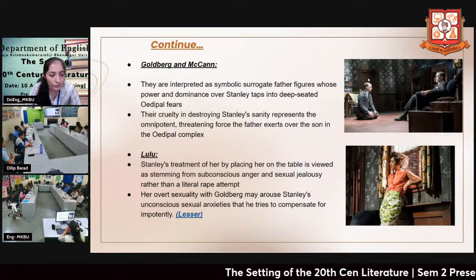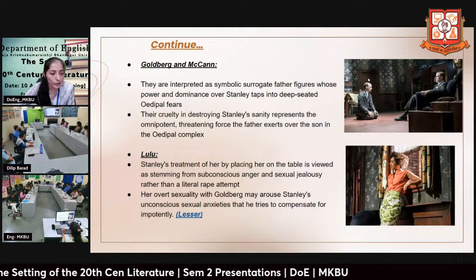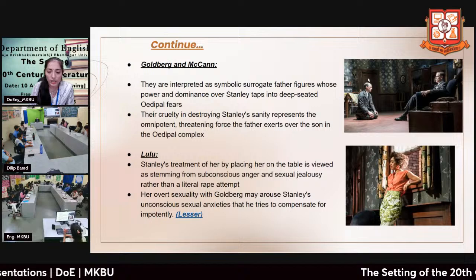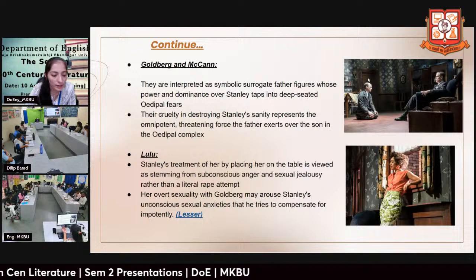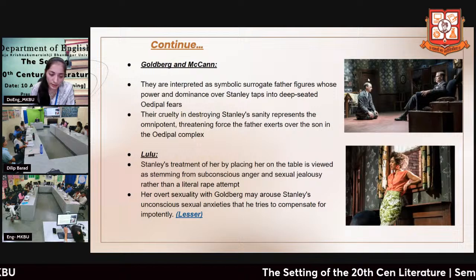The next minor but important character is Lulu. Stanley's treatment of her, placing her on a table, is driven by subconscious anger and sexual jealousy rather than a literal rape attempt. Her overt sexuality with Goldberg may arouse Stanley's unconscious anxieties, and he tries to compensate impolitely. This is from an article, The Psychological Depths of Pinter's The Birthday Party.